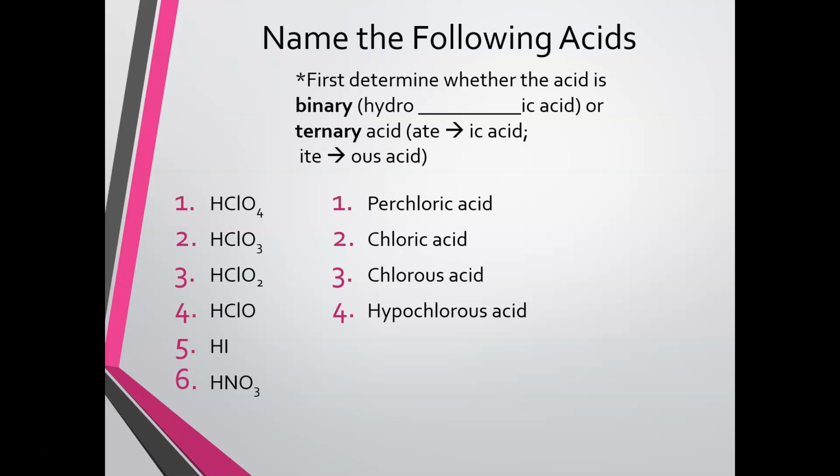Meanwhile, HI is binary, so it is hydroiodic acid. And HNO3 is nitric acid because NO3 is nitrate. Ate becomes ic for nitric acid. How'd you do? If you didn't do great, rewind the video and watch this part over again because we're moving on from here.